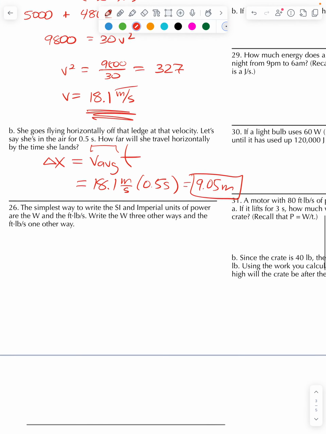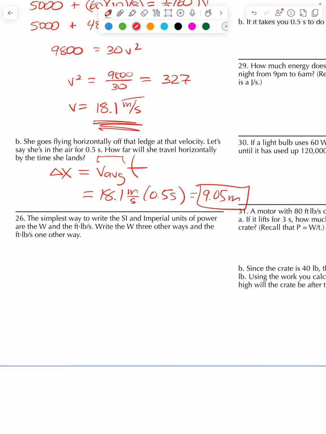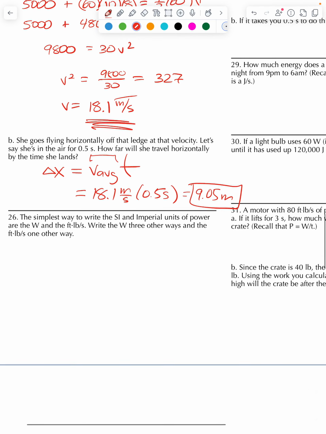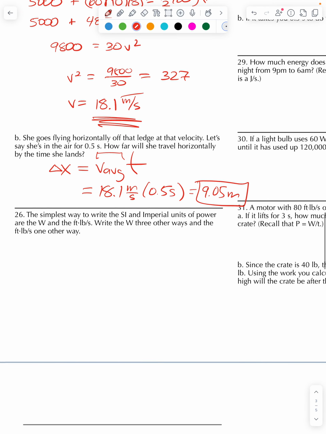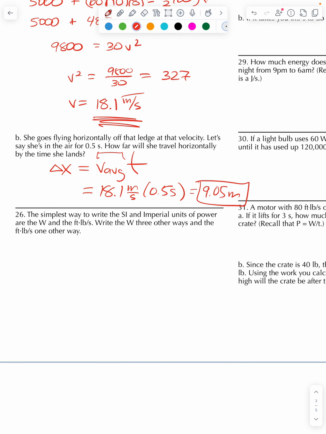Number 26, we're getting close to the end. These last ones, I'll maybe take a little explanation, but mostly they're going to be just plugging things into equations. The simplest way to write the SI and imperial units of power are the watt and the foot-pound per second. Write the watt 3 other ways. Yes, there are 4 total ways to write power in SI units. And the foot-pound per second 1 other way.